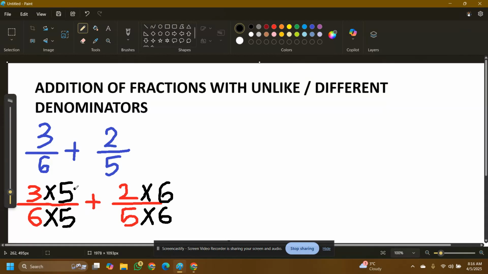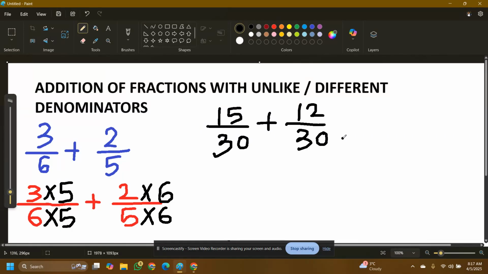So as you can see, 5 over 5 is equal to 1, which makes 3 over 6 remain as 3 over 6. That keeps the question unchanged. Over here also, on the right side, 6 over 6 is equal to 1, which makes the actual question remain unchanged. So that is remaining as 2 over 5. Now, we can definitely write this as 15 over 30 plus 12 over 30.